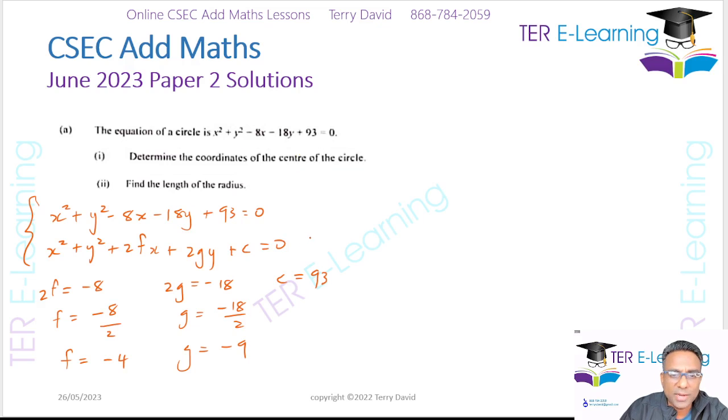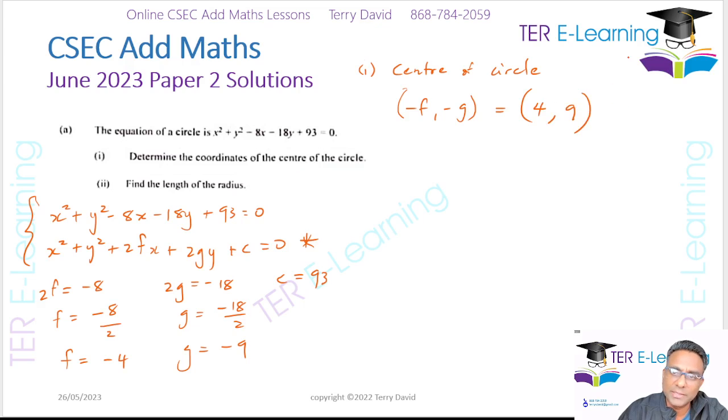Now, whenever you have an equation in this form, the answer for part 1, the center of the circle, now some students have a little challenge with this, is given by minus f, minus g. Once it's written in this format, that's what the center is going to be. So in this case, you've got f as minus 4, so therefore your center is going to be positive 4, positive 9. So this here is your answer for the center of the circle, not negative 4, negative 9.